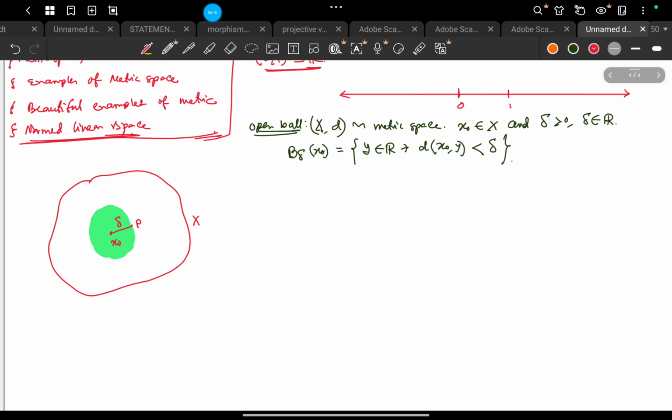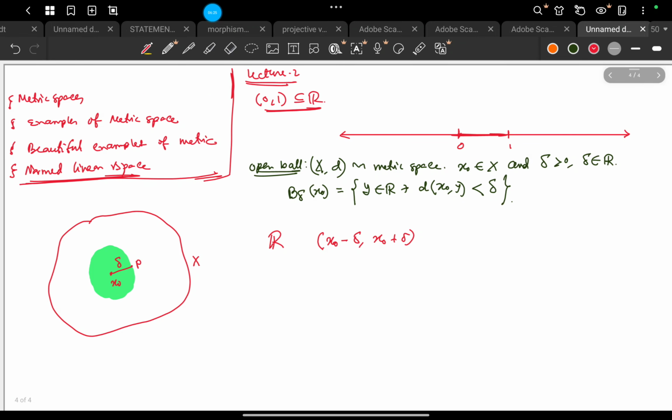In R, an open ball is nothing but an open interval, that is (x0 minus delta, x0 plus delta), that we have just seen here. Just take the midpoint of 0 and 1, that is half. So (0,1) is nothing but B(1/2, 1/2). So every open interval is basically an open ball.